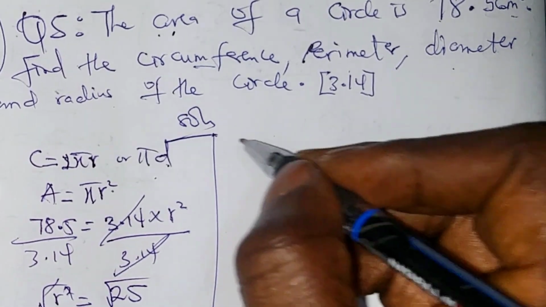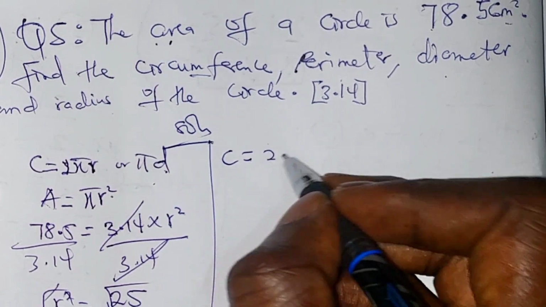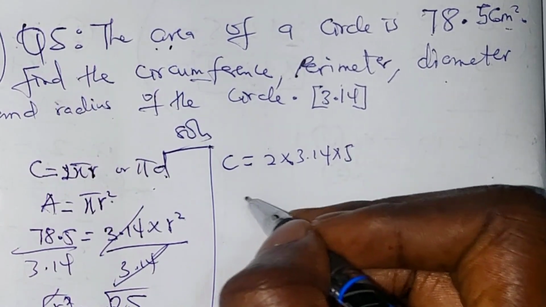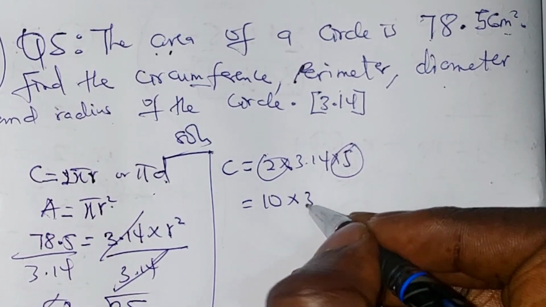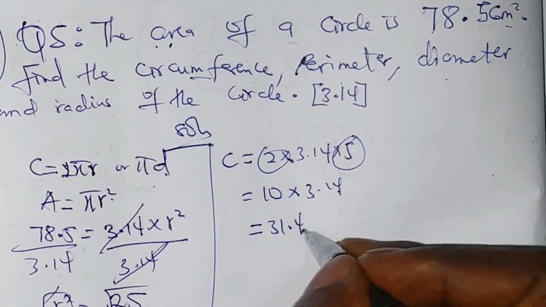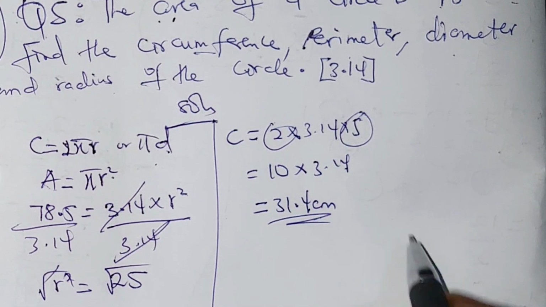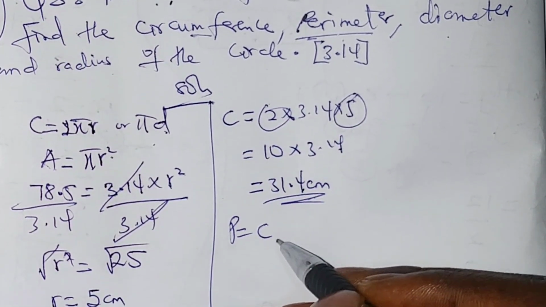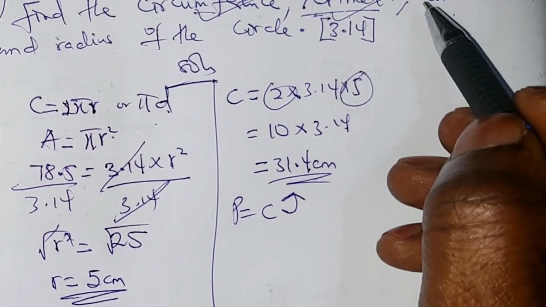Since our radius is 5 centimeters, our circumference is going to be 2 times 3.14 times 5. Like I said, the 2 and the 5 give me 10. So 10 times 3.14 should give me 31.4 centimeters. Now I'm done with that. I need to find my perimeter. Perimeter is the same as the circumference, so it's still the same answer. So this is done, and this is also done.